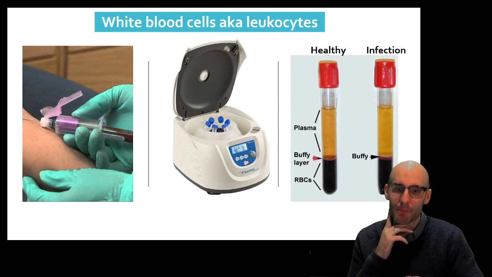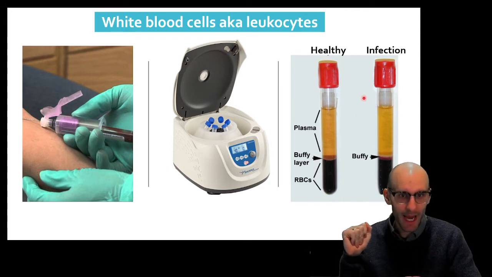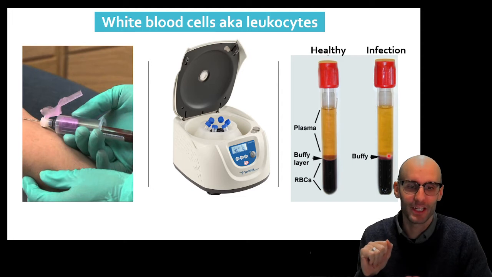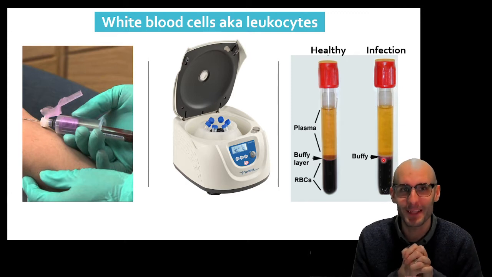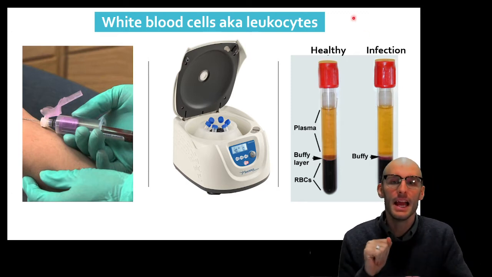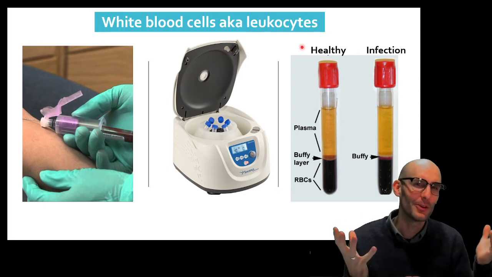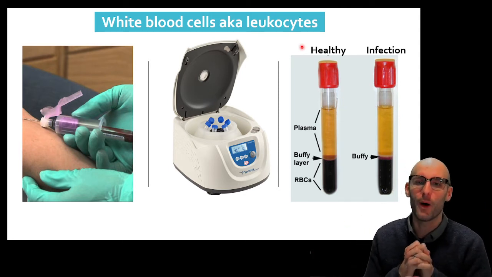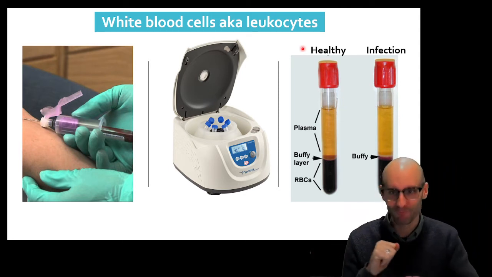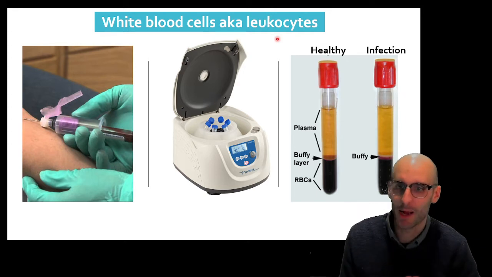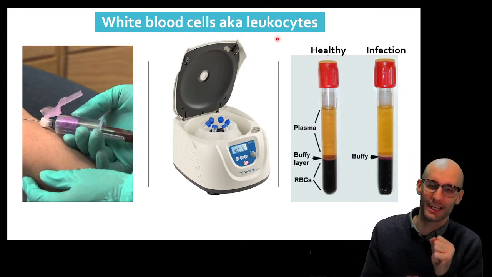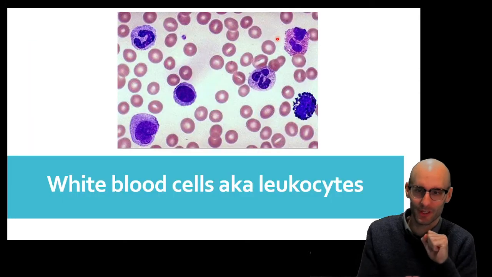Now we call that the buffy layer or the buffy coat, and we noticed very early on in research that when you get an infection, this buffy layer increases, suggesting that those white blood cells had something to do with your immune response. Now, we call them leukocytes, and I think leuko is Greek or Latin for white, and cyte means cells. And you might recognize leuk from leukemia, which is a cancer of your white blood cells. So white blood cells, aka leukocytes, these are your circulating immune cells.